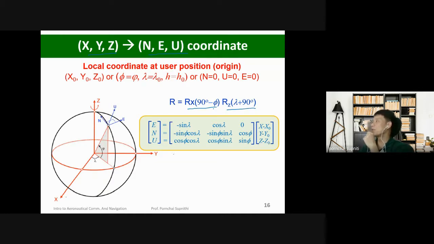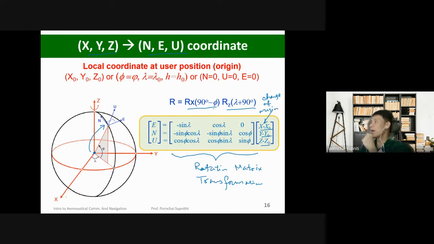But don't worry about it. So at the end, this is what we have. We can just plug the latitude and longitude into this rotation matrix, or you can call it a transformation matrix, because the rotation is just rotate, but here we transform. And to change the center from here, we have to move up here. So this is the term that takes care of the change of origin.